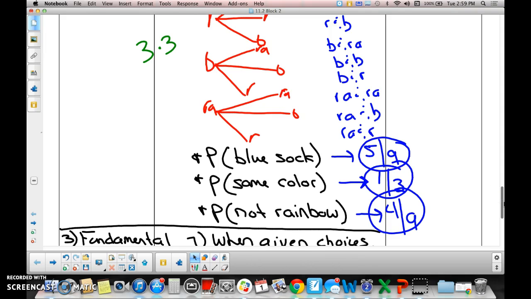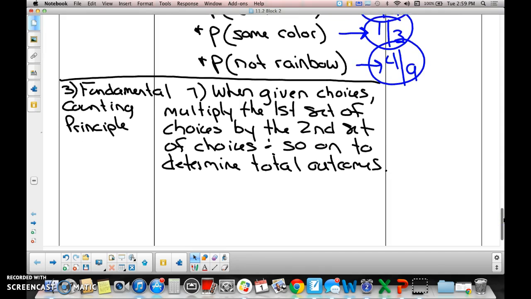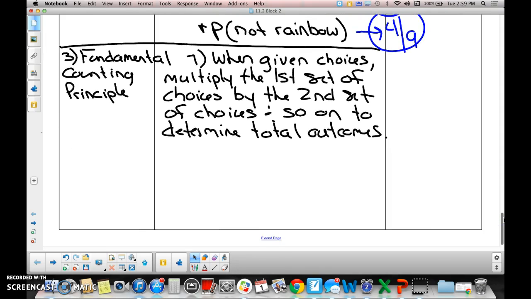And the very last thing we learned is the fundamental counting principle, which states you take the first set of choices, you multiply it by the second set of choices, you multiply it by the third set of choices, you multiply it by the fourth set of choices. The product of all of those choices would be your total number of outcomes. So for example, we're going to do one right now in our notes.